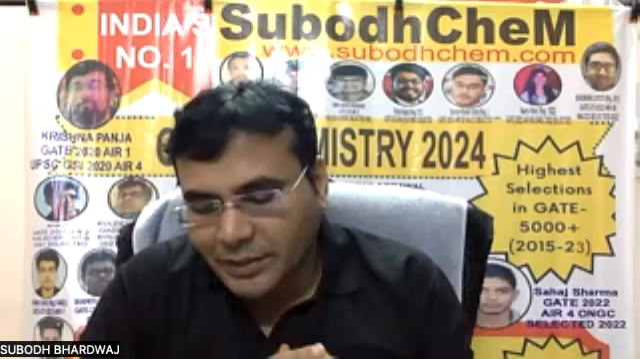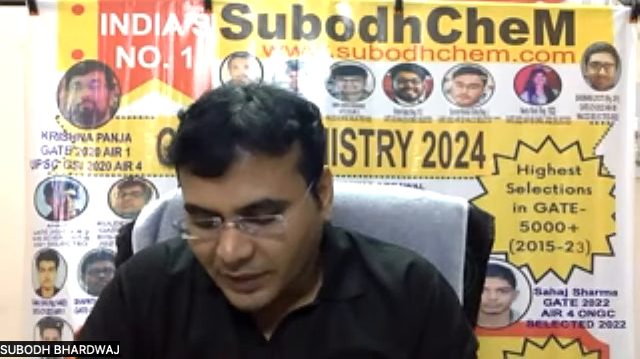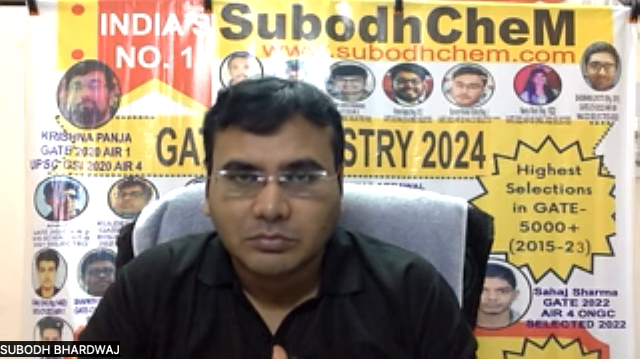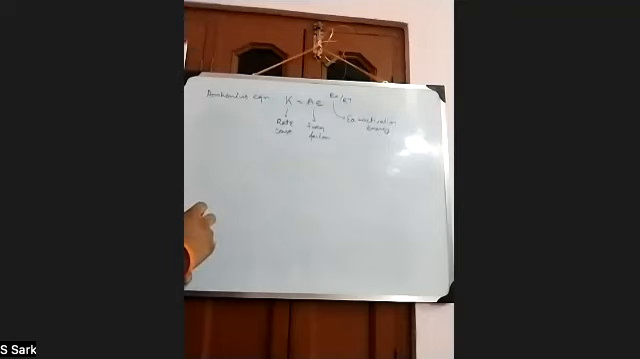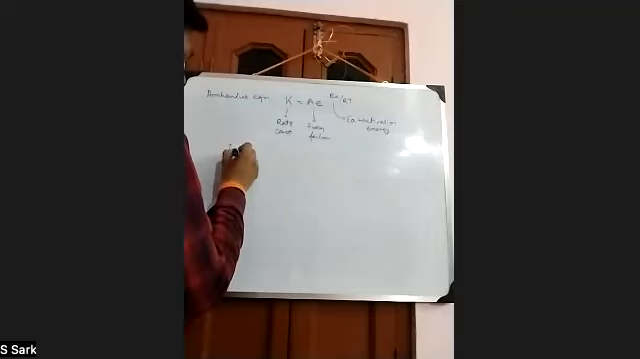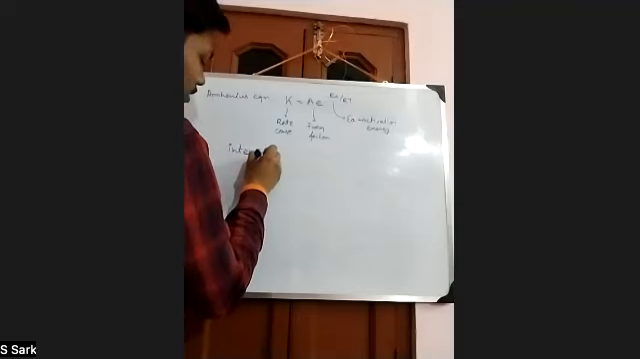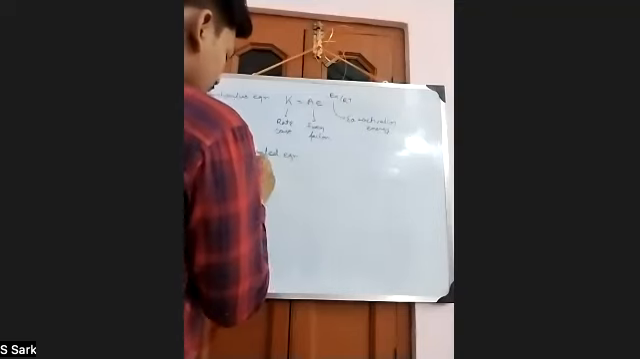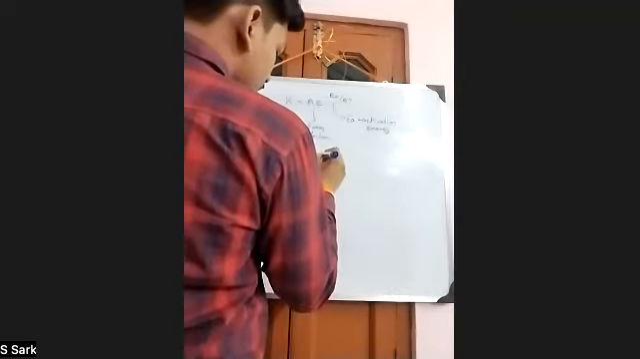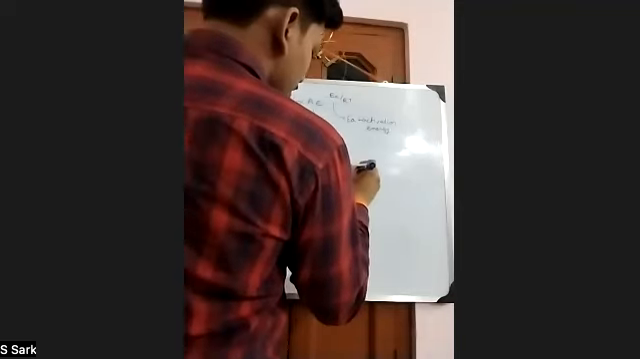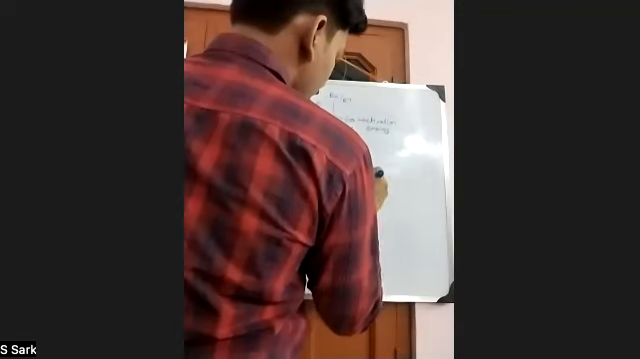How to determine activation energy from the Arrhenius equation, and what is the difference between the Arrhenius and integrated Arrhenius equation? The differential equation for the Arrhenius equation is d ln k by dT equals EA by RT square. This is the differential equation, not the integrated one.